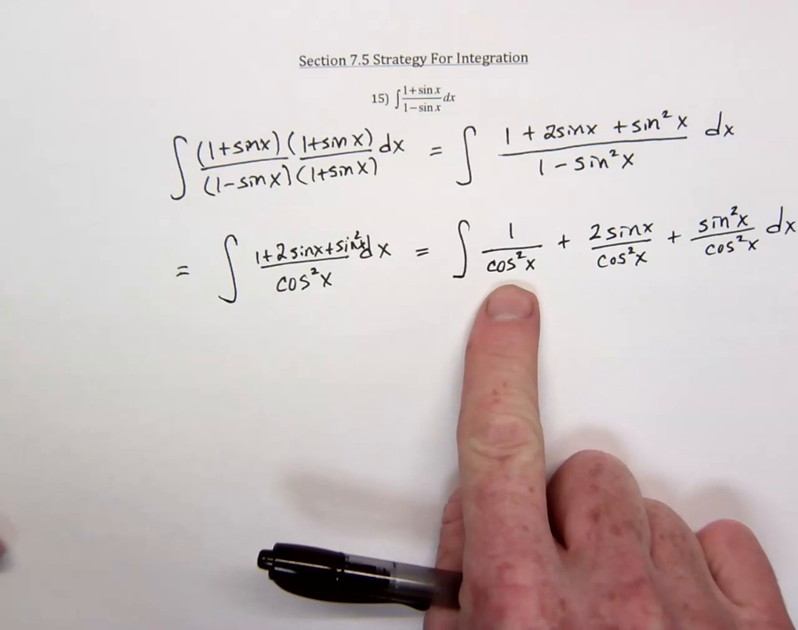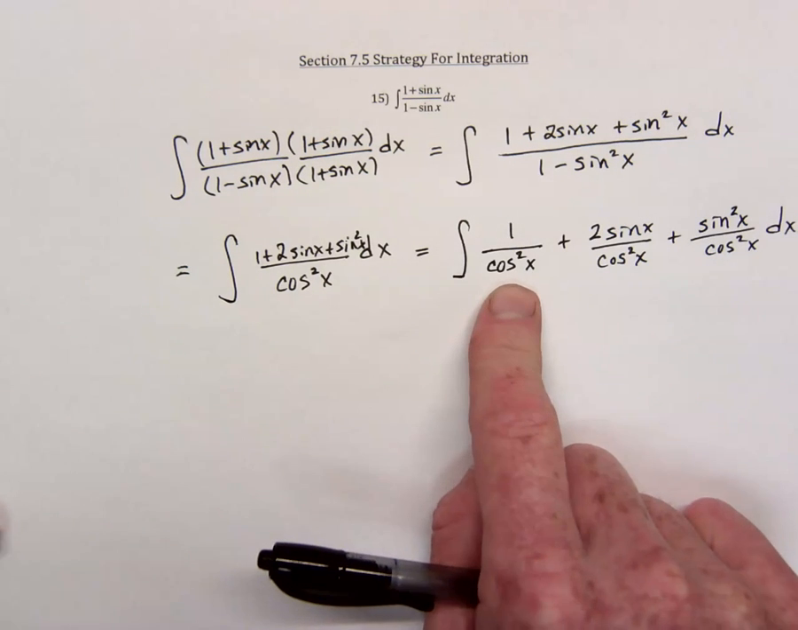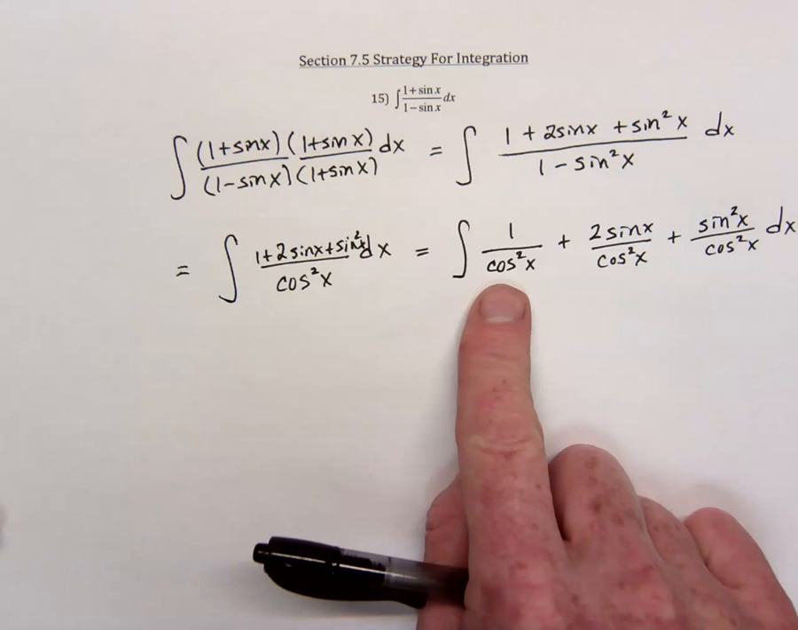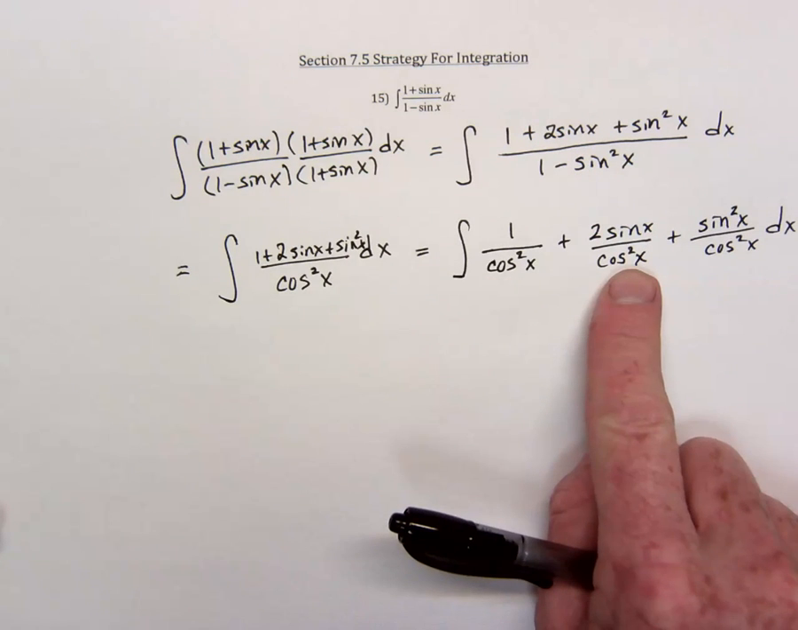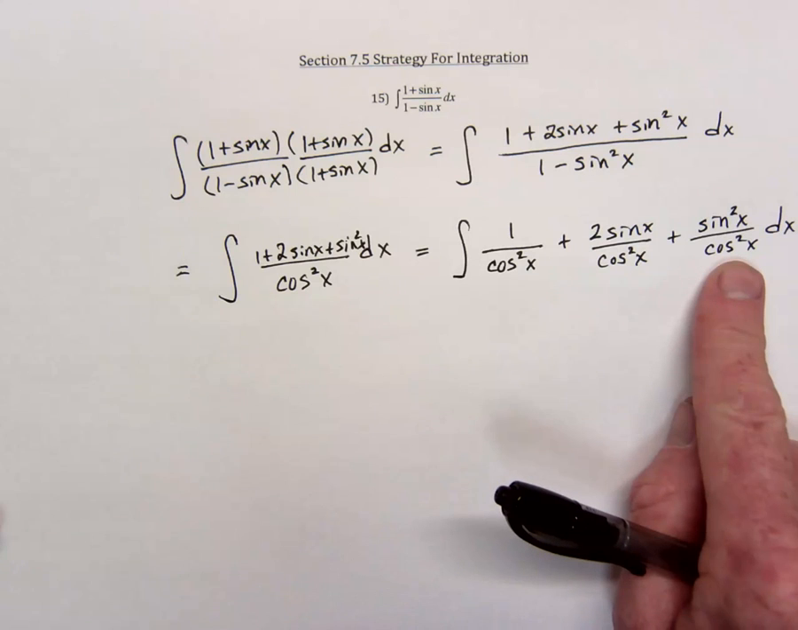So this one is secant squared, because 1 over cosine is secant, so this one is secant squared. The derivative of tangent is secant squared, so we would be able to integrate that. This would be a u substitution, u for the cosine. And this, sine squared over cosine squared, that would require a little more work. We could call this tangent squared, but how do you integrate tangent squared?